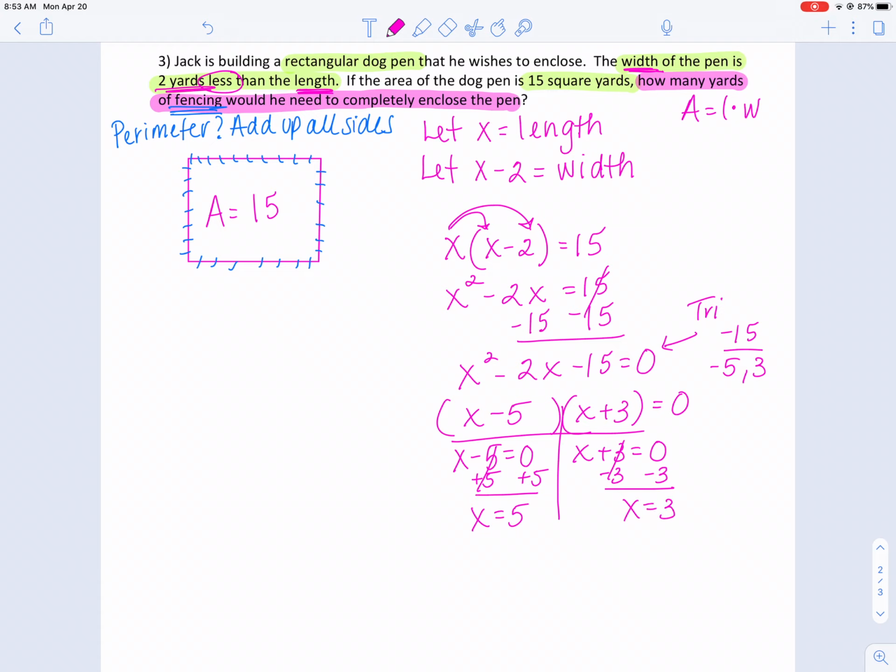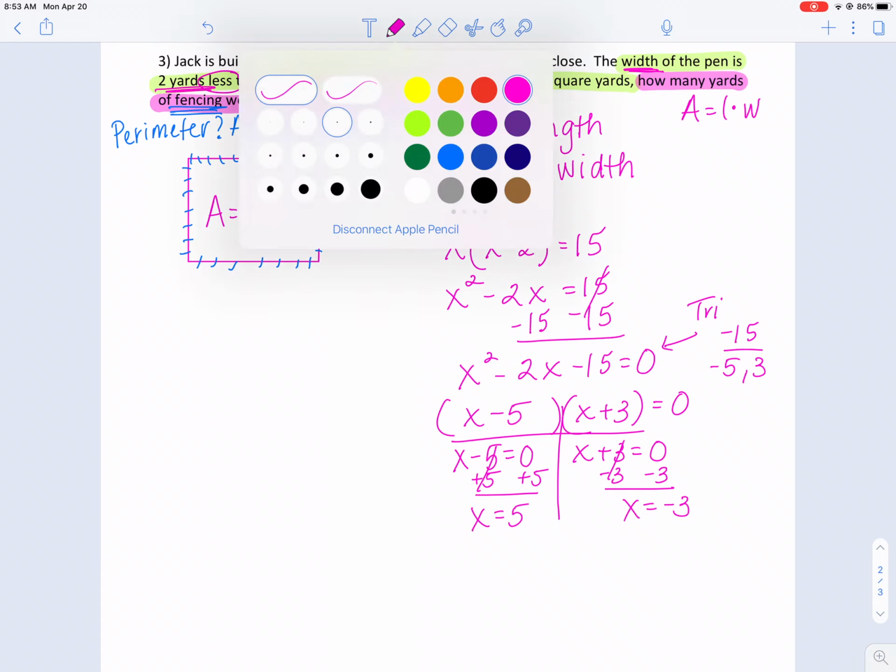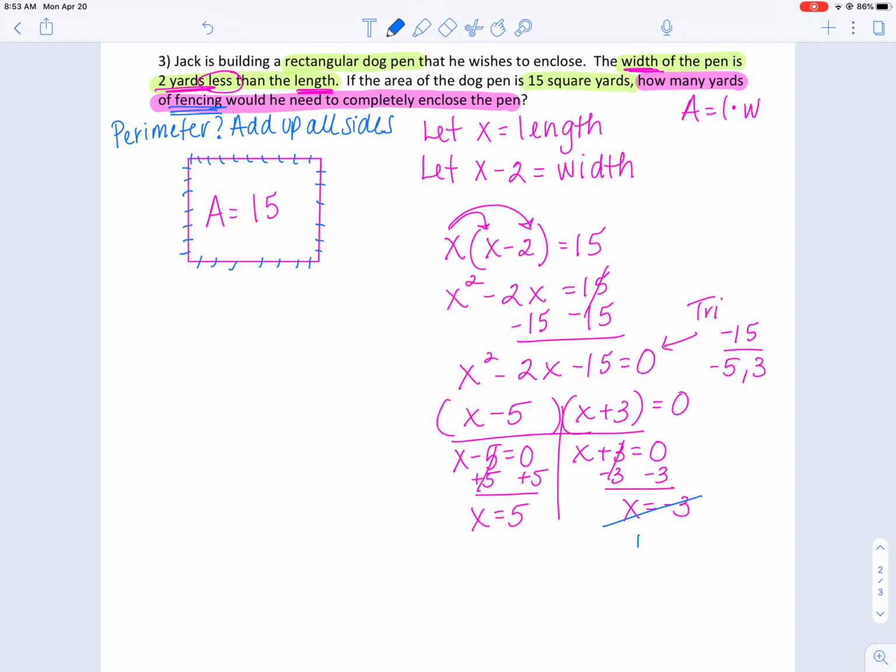Could both be answers? Can I have a length of 5? Yeah. Can I have a length of, I wrote 3 instead of negative 3. Can I have a length of negative 3? No. So immediately reject that negative. Can't be. But this 5 is looking good. Now remember, with that 5, that's your length. Your width is 5 minus 2. So your width is 3.